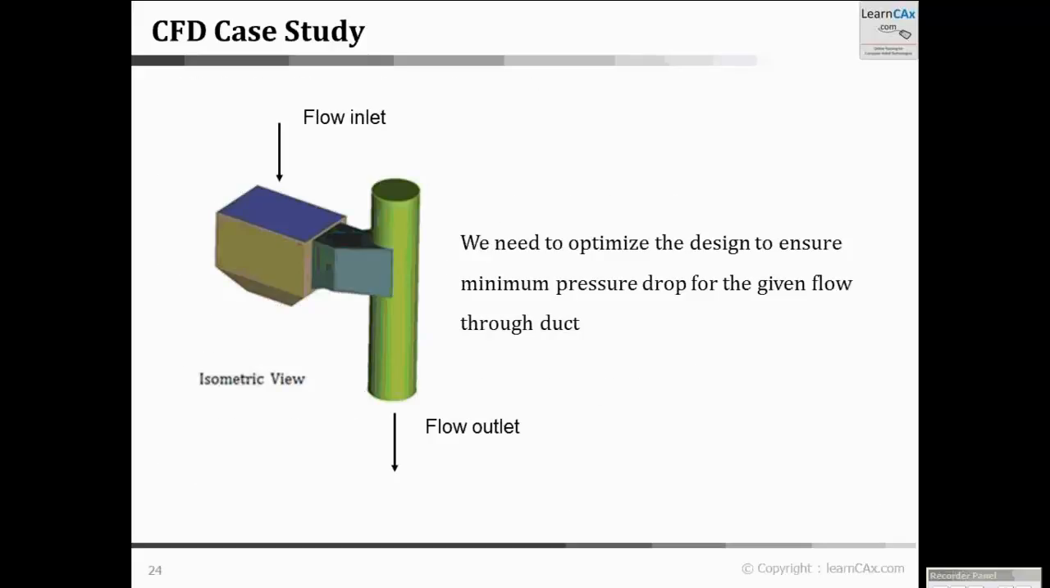So our problem is basically to optimize the design in order to ensure that minimum pressure drop occurs for this particular duct flow. This is the flow inlet and this is the flow outlet for this particular problem. The flow comes from here, goes to its ducting system, and its outlet is from here.